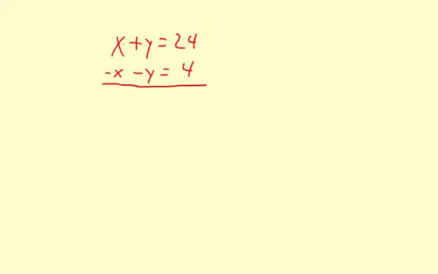So I'm going to subtract these equations. X minus x makes 0, plus y minus y makes 0. So it's 0 plus 0 on this side, 24 plus 4 is 28. So we get 0 equals 28.